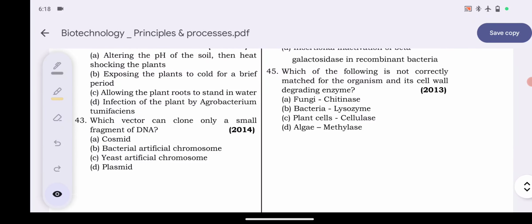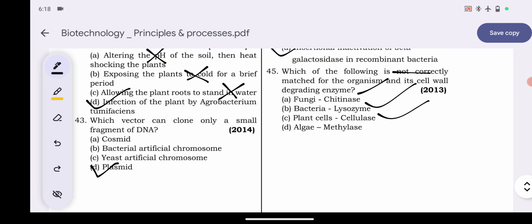Now the last question of this chapter. Which of the following is not correctly matched for the organism and its cell wall degrading enzymes? Not correctly matched. Okay, first, fungus chitinase, bacteria lysozyme, this is correct, plant cell cellulase, algae methylase. D is your answer. Okay, the cell wall of algae is composed of cellulose which is degraded by cellulase, not methylase. So D option is the correct answer.